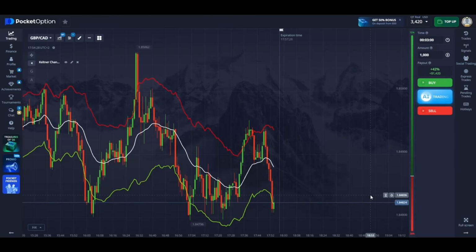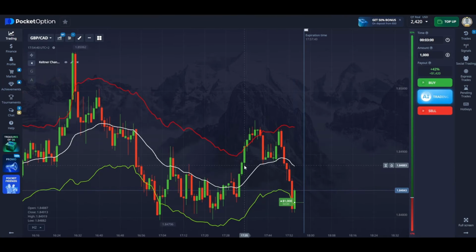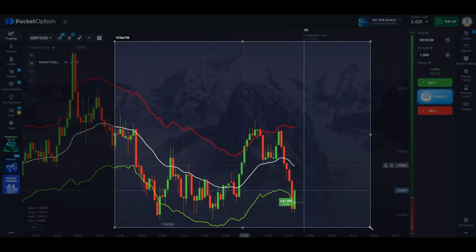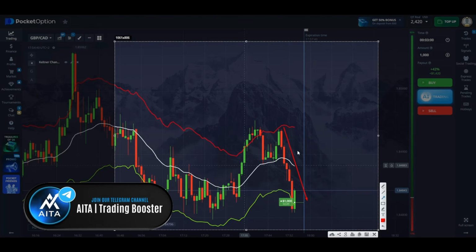So here we have another entry point. We open a trade here for an upward move. I also decided to open a 3-minute trade to immediately prove my point to you in the video. And let's discuss in detail why I decided to open an upward trade right here at this point. As you can see, we had a pretty long downward movement. 1, 2, 3, 4, 5.